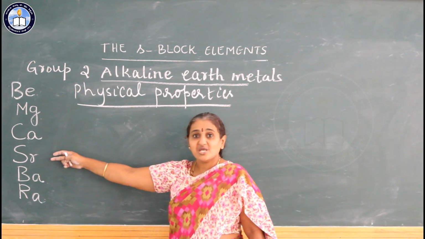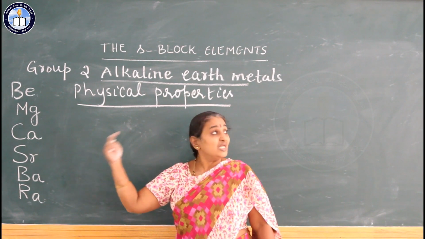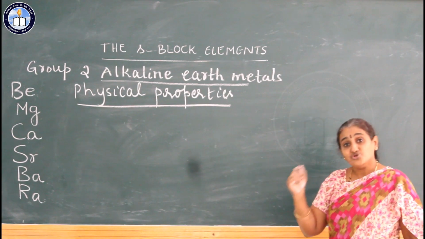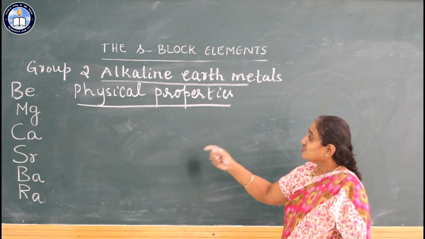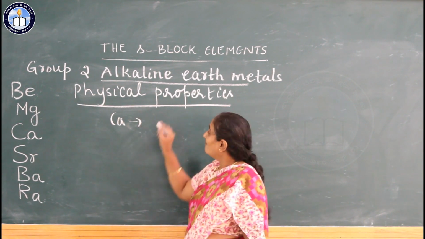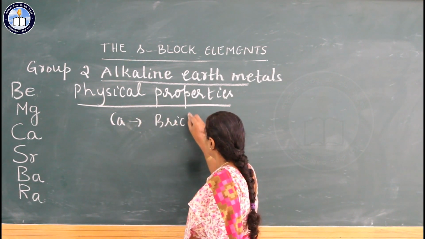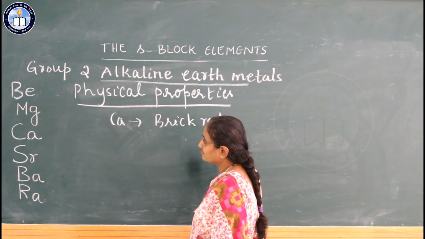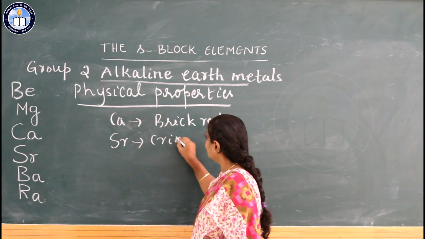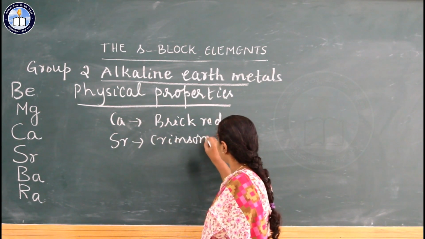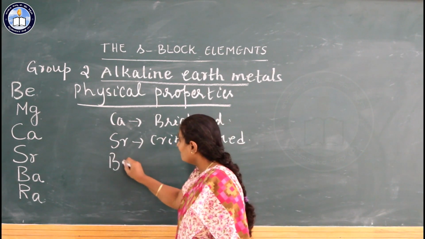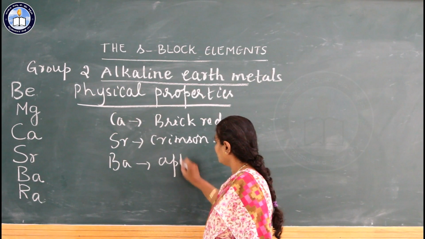Calcium, strontium and barium impart characteristic color to the flame. Calcium gives brick red color. Strontium gives crimson red. And barium, apple green.